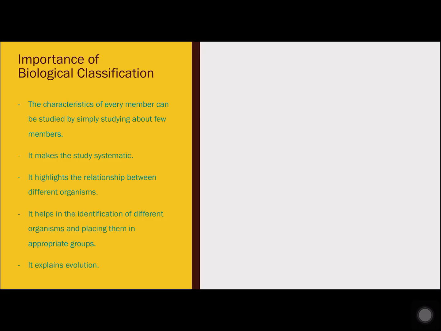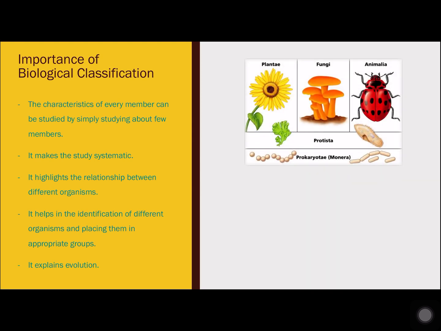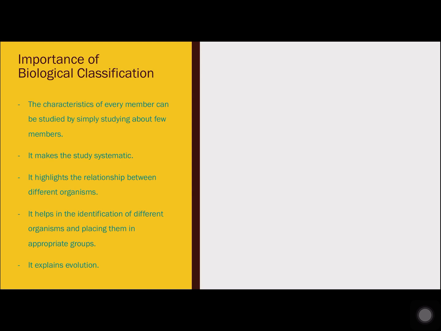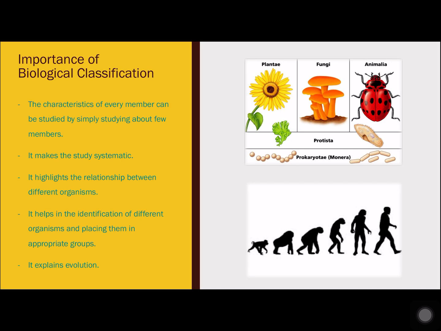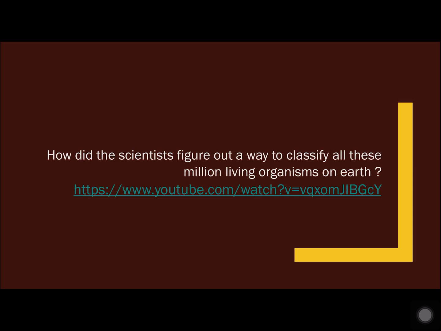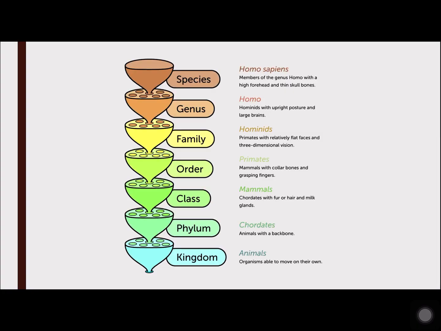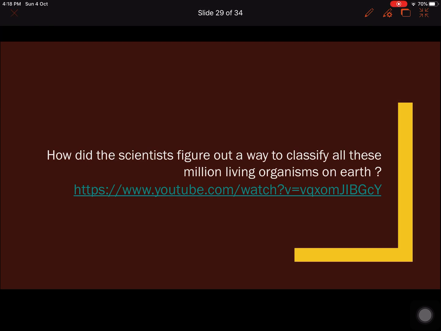Importance of biological classification. The characteristics of every member can be studied by simply studying a few members. It makes the study systematic. It highlights the relationship between different organisms. It helps in identification of different organisms and placing them in appropriate groups. It explains evolution. How did the scientists figure out a way to classify all these million living organisms on Earth? Let's see the way.